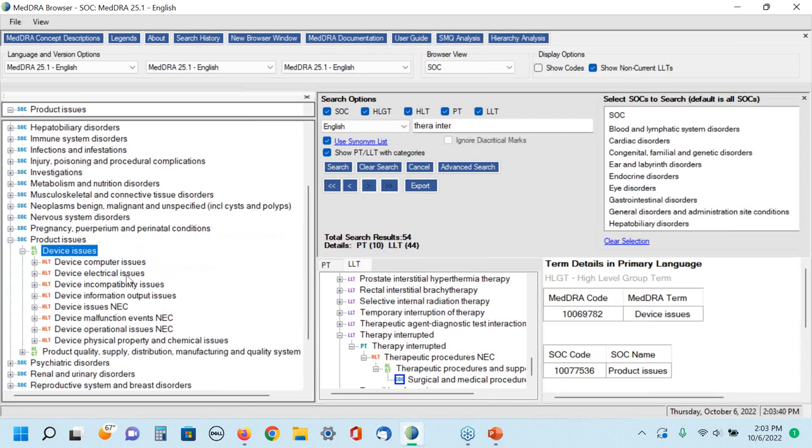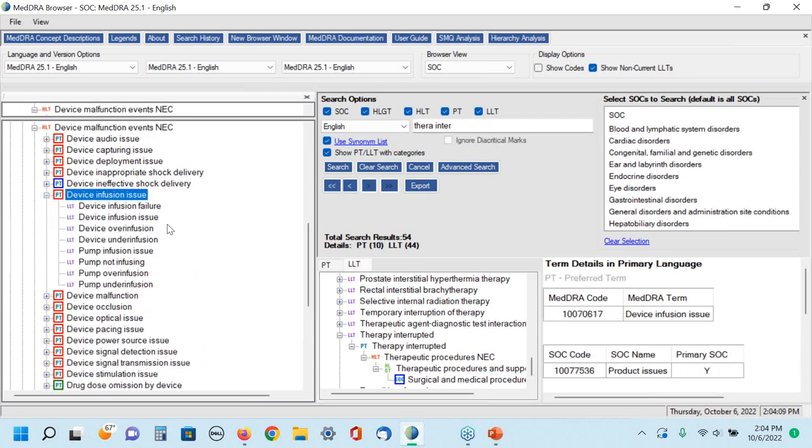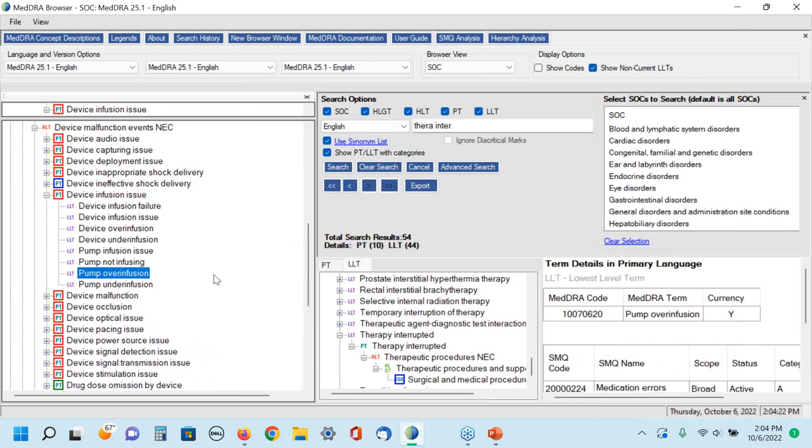Computer issue, well, I don't know whether it was a computer issue that made it malfunction or electrical or incompatibility or whatever. I see device issues, NEC, and then I see something that I think is even more specific, which is device malfunction events, NEC. And I'm going to open that up and see where it takes me. And it takes me to a number of different kinds of ways in which a device can malfunction. And one of them is device infusion issue. And I open that up and here are my choices. And of those, as I start to look through them, the one that I like most is pump over infusion.